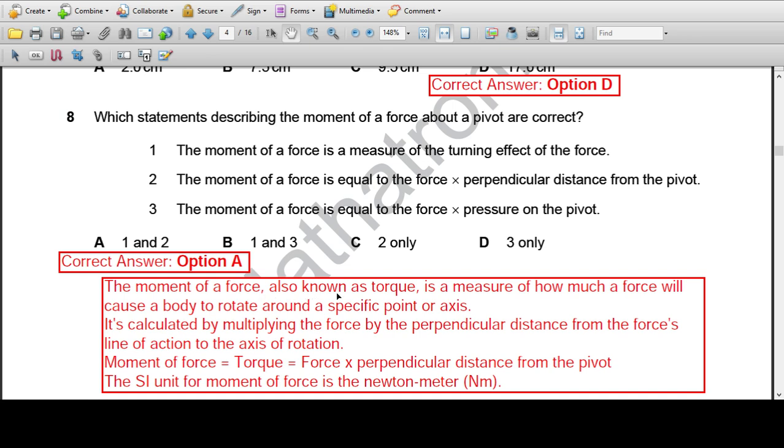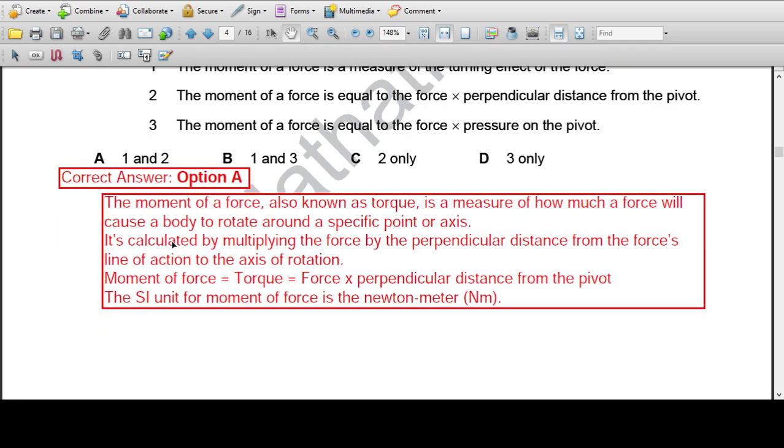The moment of force, also known as torque, is a measure of how a force will cause a body to rotate around a specific point or axis. It is calculated by multiplying the force by the perpendicular distance. So the moment of force or torque is equal to force times the perpendicular distance from the pivot. The SI unit of the moment of a force is the Newton meter. That's why option A is correct here.